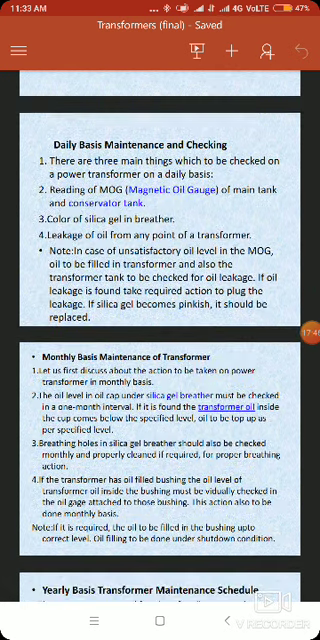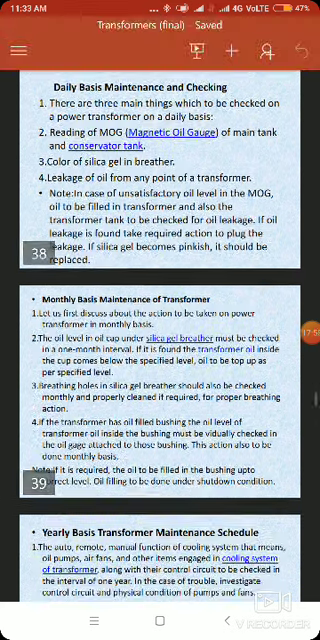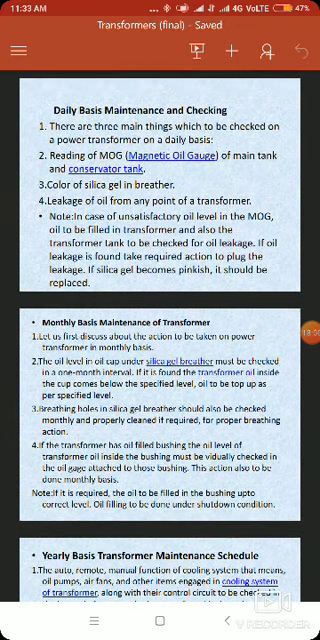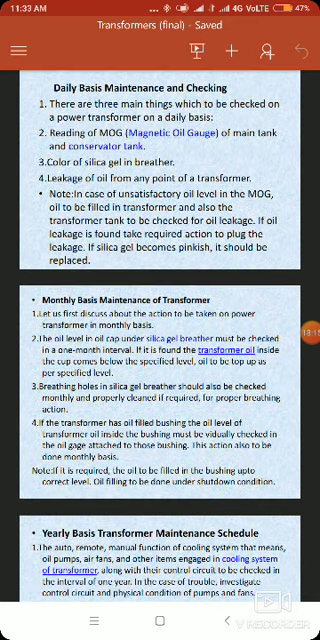Okay, now coming to the checks to be done during monthly shutdown, or monthly basis maintenance of the transformer. Firstly, the oil level in the oil cup. There is an oil cup just below the silica gel. In the oil cup under the silica gel, the oil must be changed once in a month. If the oil level is found below the specified level, the oil is to be topped up as per the specified level.